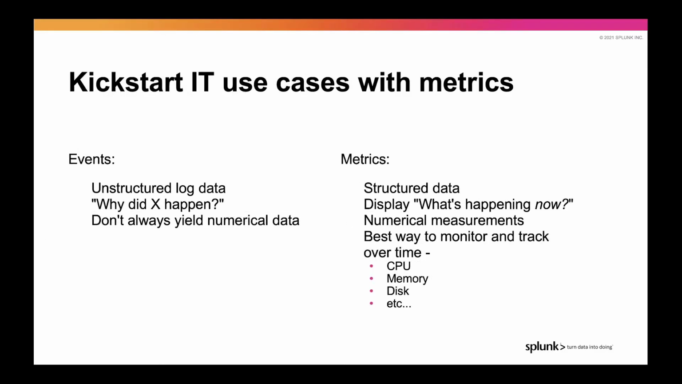The easy answer to the question of what data to collect first is metrics. Splunk has always had event indexes, but with the 7.0 release, Splunk added support for metrics data. Events are unstructured and don't always yield numerical data, but are very useful in understanding why something happened. Metrics, on the other hand, are structured and very useful for conveying in near real time numerical measurements such as CPU and memory utilization, disk space usage, network stats, and so on.